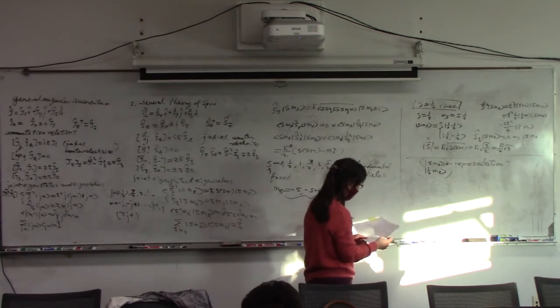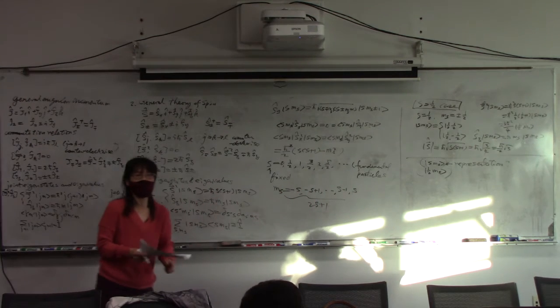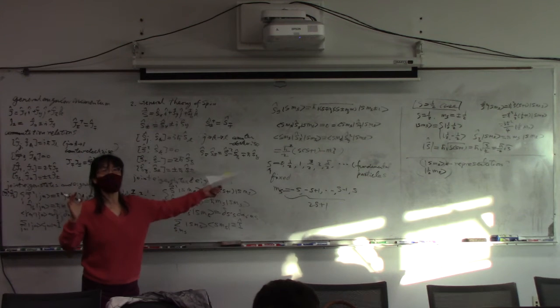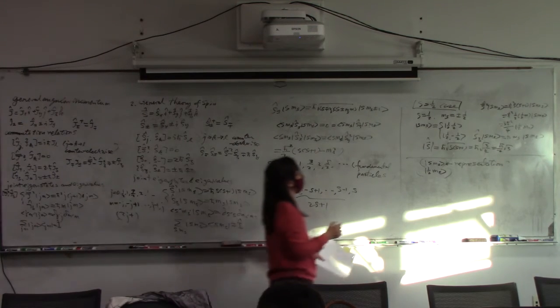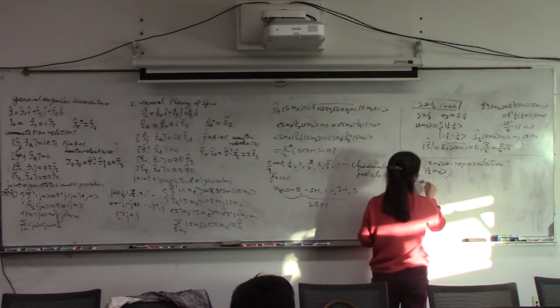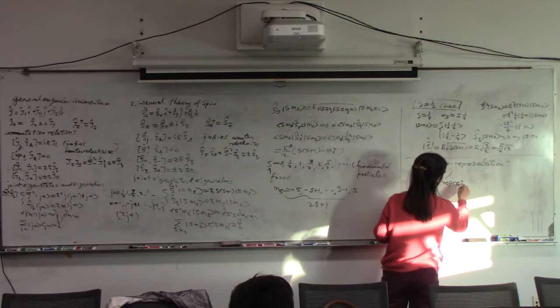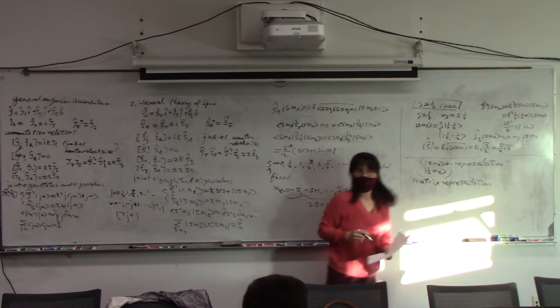So how do we represent it? Can we represent it in the position representation? No, because spin is structureless, right? It's impossible to project on this or represent it in the position representation or momentum representation. We have to represent it in the matrix representation. That is possible, right?